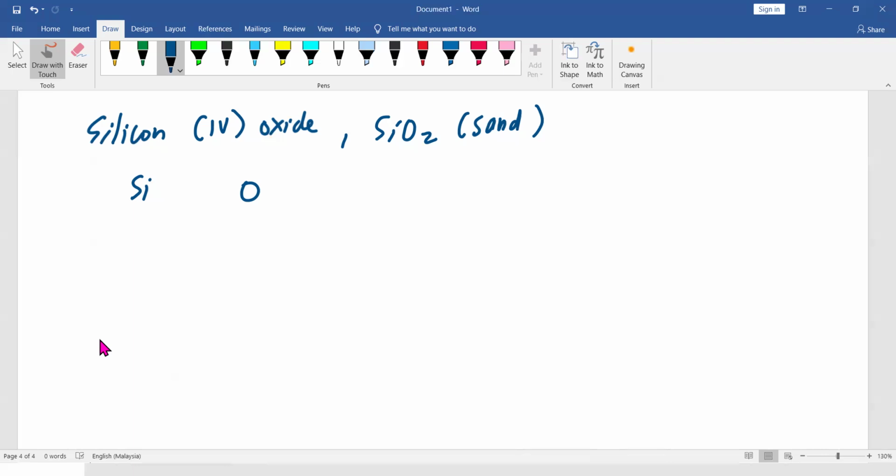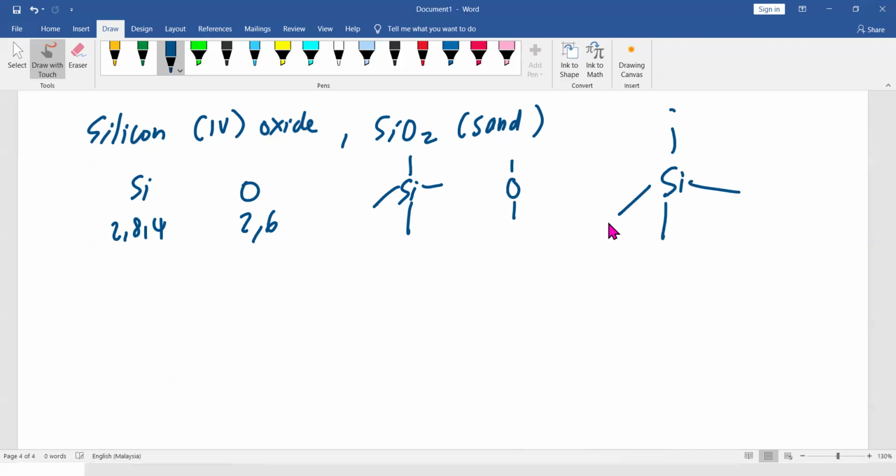Okay, silicon is 2,8,4. Oxygen is 2,6. So each silicon has four bonds, each oxygen has two bonds. So what do you think it will look like? So this is what happens. This silicon has four bonds. It bonds to four oxygen. Oxygen has two bonds. It bonds to two silicon. Now this silicon has four bonds. It bonds to four oxygen like this.